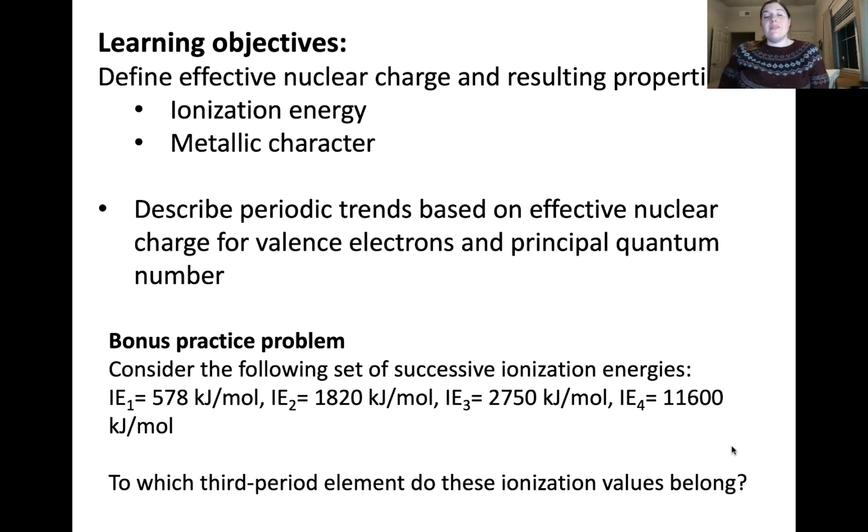So in this video, we've discussed ionization energy as well as metallic character, both the trends and why they arise. Consider working on this bonus practice problem where you're given a set of four successive ionization energies: the first ionization energy, second, third, and fourth. And you're asked to come up with or to generate which third period element these ionization energies belong to.